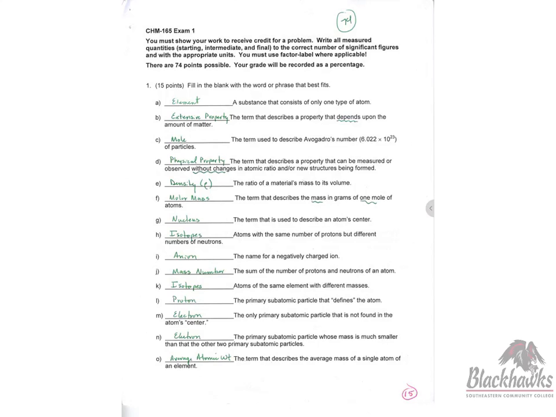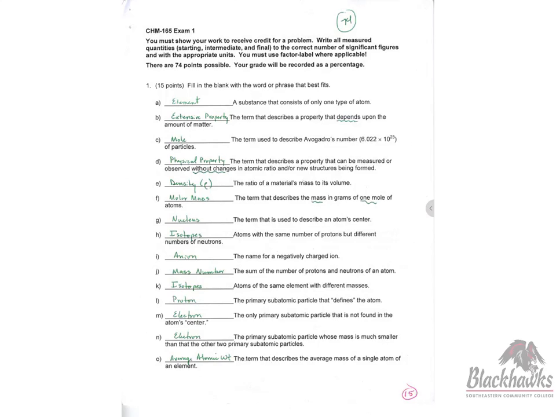G, the nucleus, is the center of an atom. H, isotopes are the atoms of the same element that have a different number of neutrons in their nuclei. I was after anion as the name of a negatively charged ion. Of course, electron would be the name of a negatively charged particle. J, mass number, is where you count the particles in the nucleus, which are protons and neutrons. That's the mass number. It's always an integer.